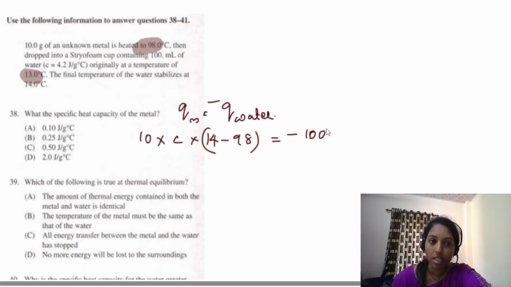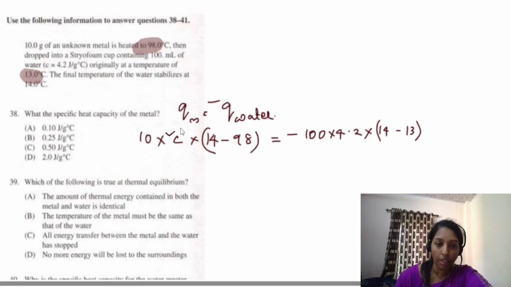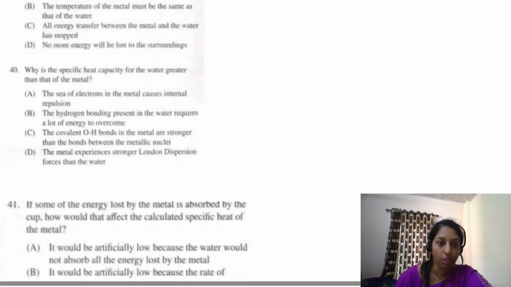Because water density is just 1, and 4.2 is given as the specific heat capacity of water. And then the temperature difference is, yes, 14 minus 30. So that's all. You can do the problem and solve it for C. That's all. So I think I got option C. Okay, right. Then the next one.